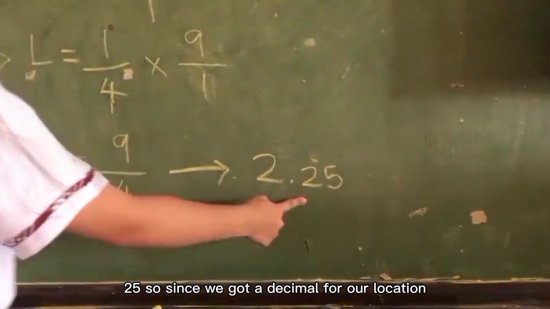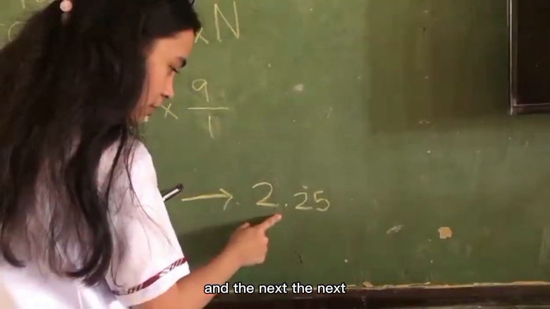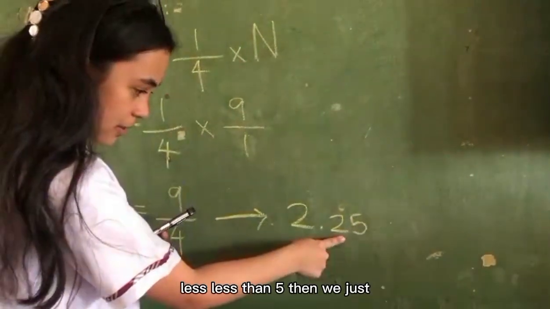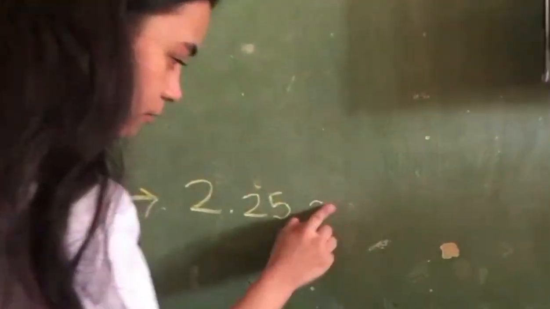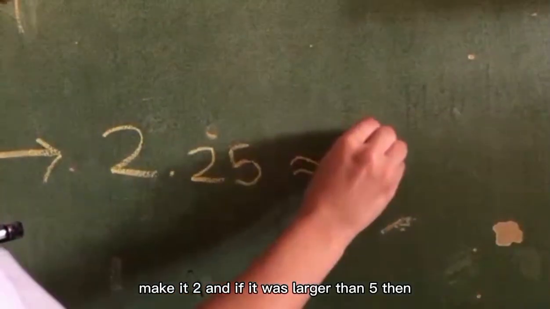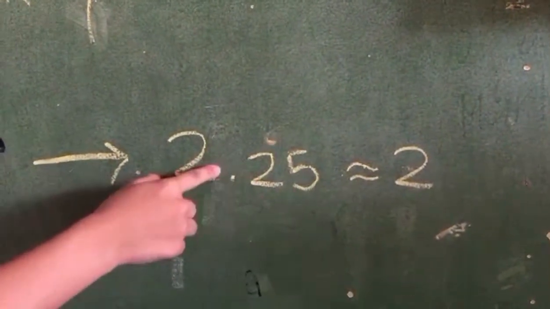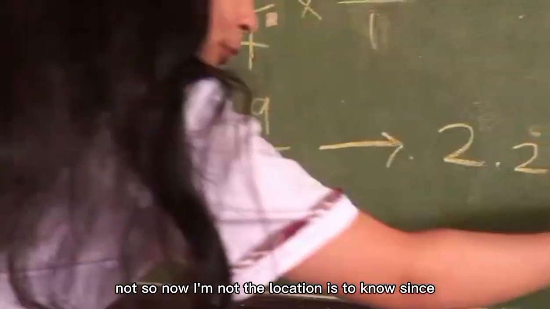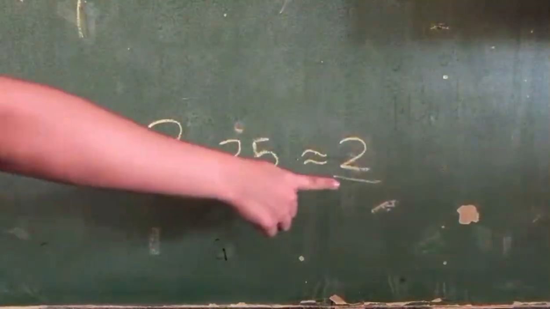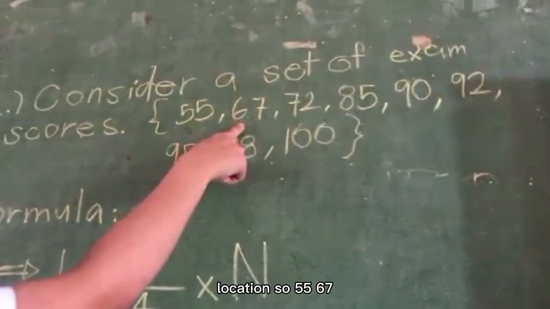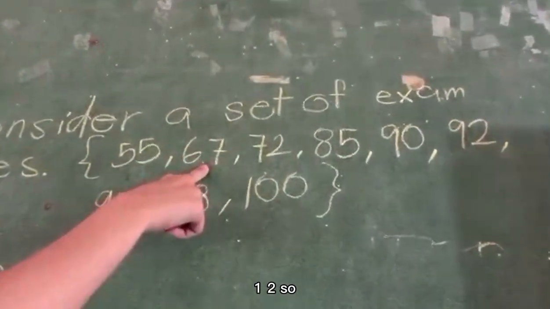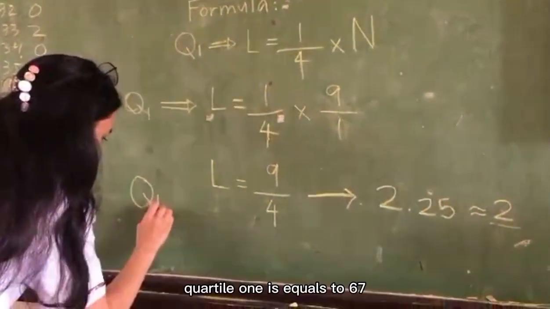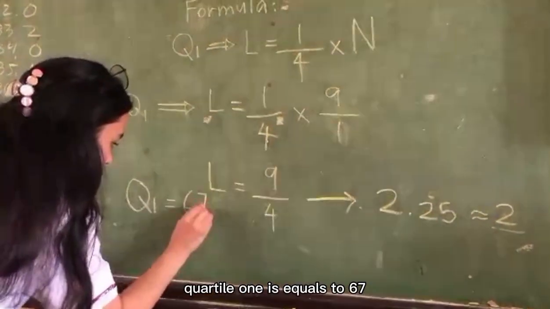Since we got a decimal for our location, and the number after the decimal is smaller, less than 5, we just make it 2. And if it was larger than 5, we would round off to 3. So now our location is 2. Since the location is 2, we count 55, 67: 1, 2. So our first quartile will be 67. Quartile 1 is equal to 67.